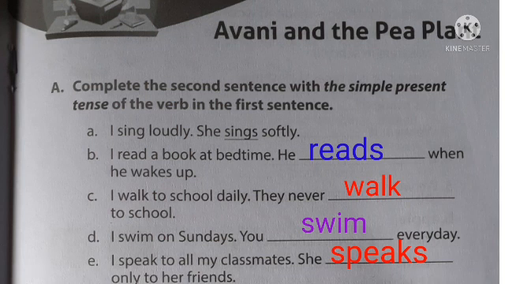So I will repeat the sentences. A. I sing loudly. She sings softly. B. I read a book at bedtime. She reads when he wakes up. C. I walk to school daily. They never walk to school. D. I swim on Sundays. You swim every day. And E. I speak to all my classmates. She speaks only to her friends.